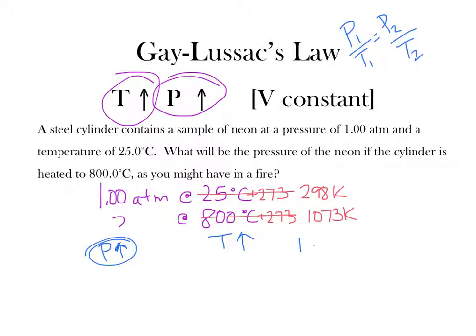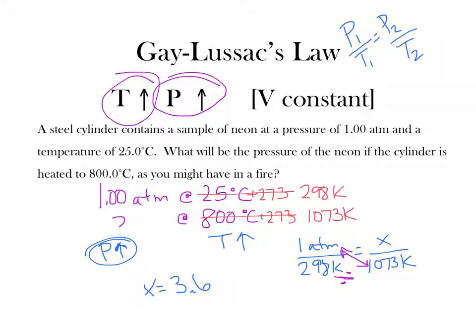P1 over T1 equals P2 over T2. Again, we're going to cross multiply. That is, multiply the numbers that are across from each other and divide by what's left. So that's 1 times 1073 divided by 298. And hopefully you get x is equal to 3.6 atmospheres, because the Kelvin's canceled out. And there's my final answer.